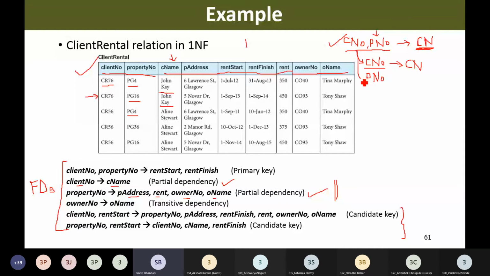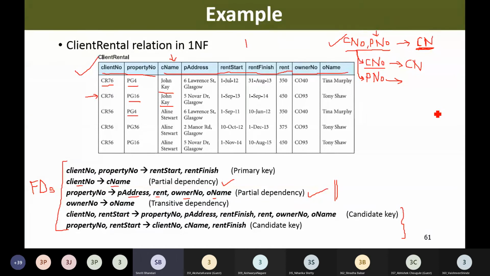And that is why the proper subset of this CNO, PNO, that is the client number, property number, the proper subset of this, that is property number, is enough to determine property address, rent, owner number and owner name. And that is why we are saying this is also a partial dependency. Is that correct? Are you getting me? Yes.